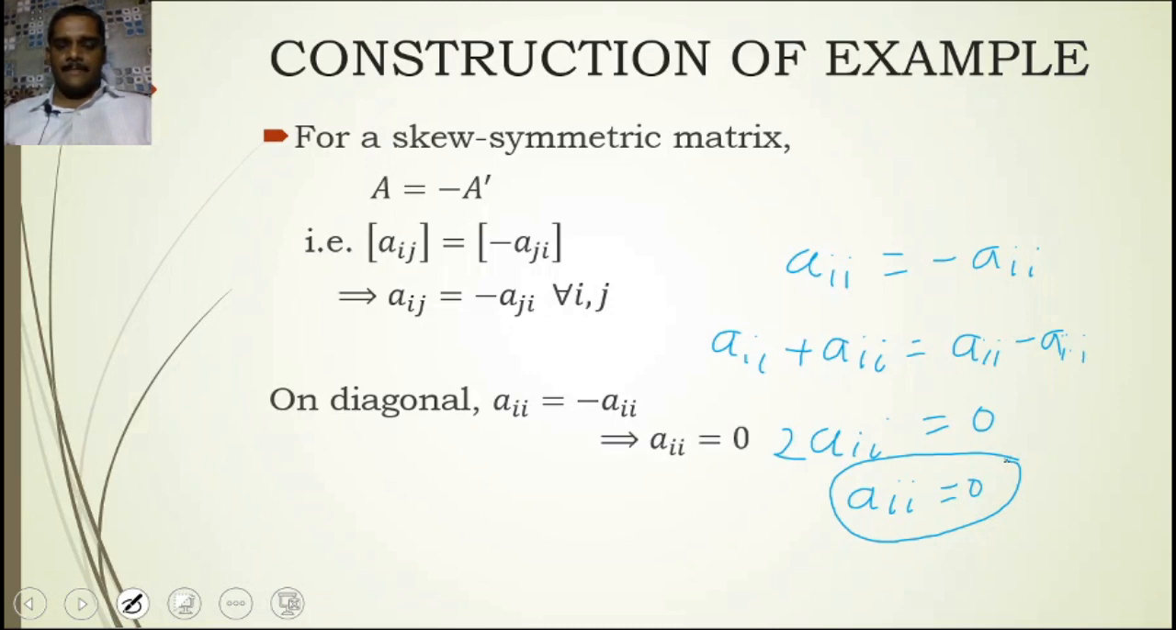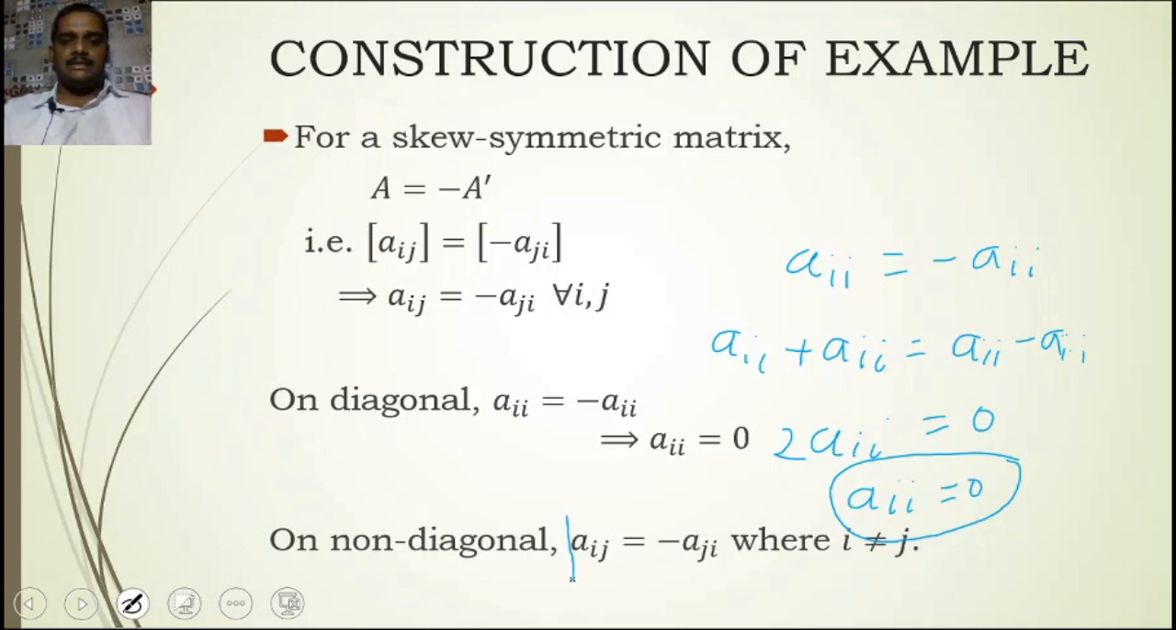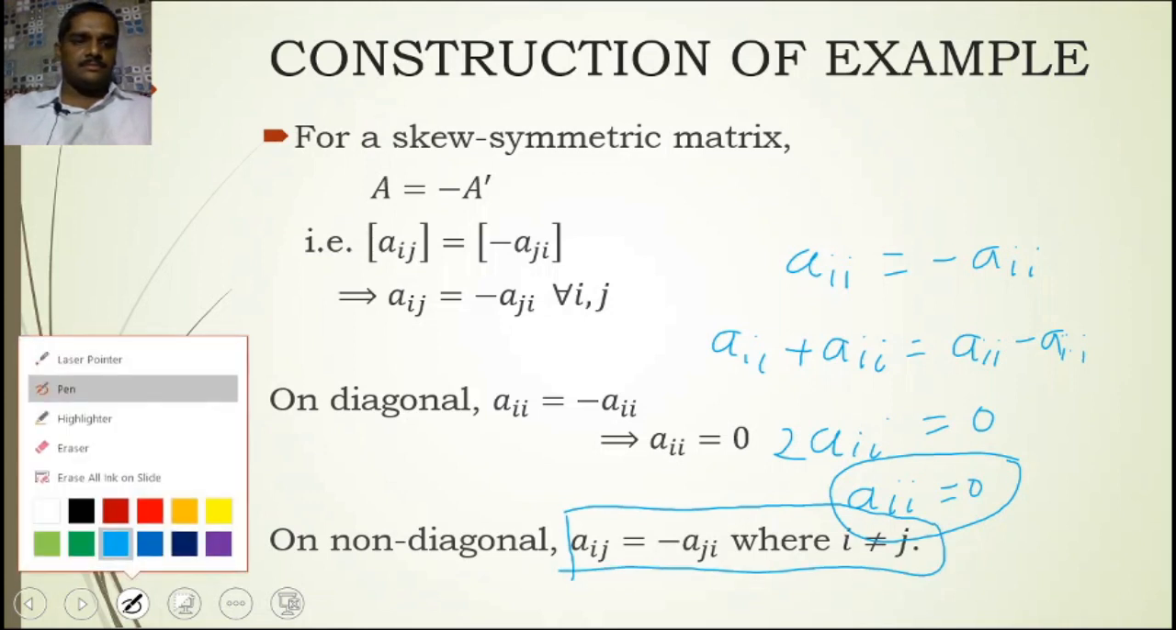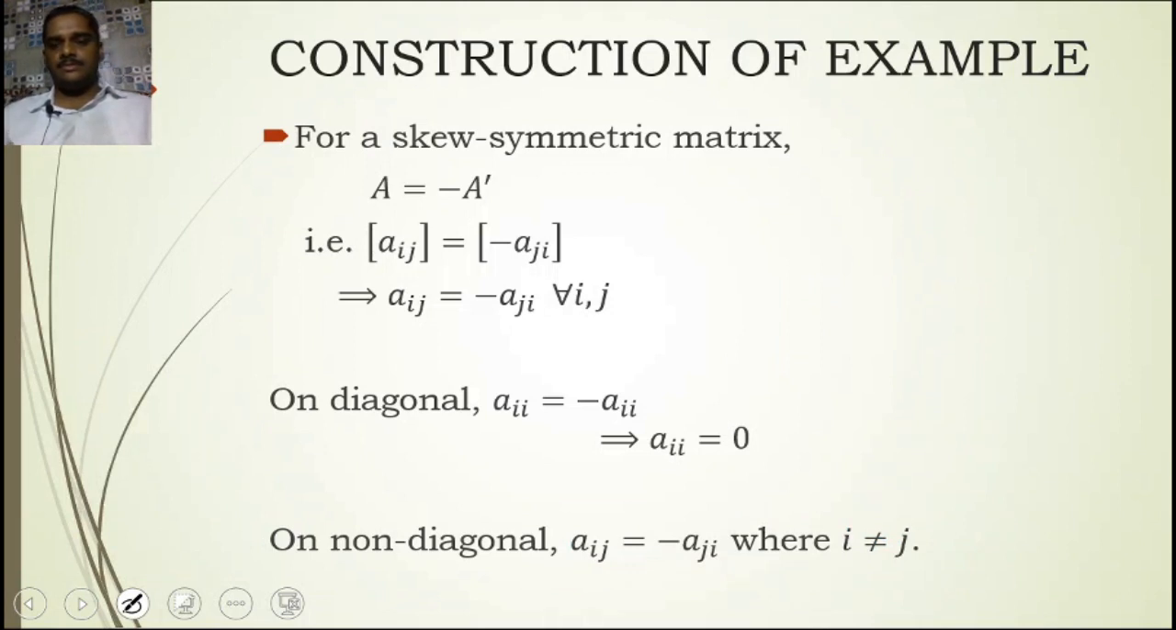Let's talk about non-diagonal entries. For non-diagonal entries, a_ij equals minus a_ji. Let's talk about one such entry. Suppose I talk about a_13. So a_13 will equal minus a_31. Nothing but an element present in the first row, third column will equal the negative of the element present in the third row, first column.